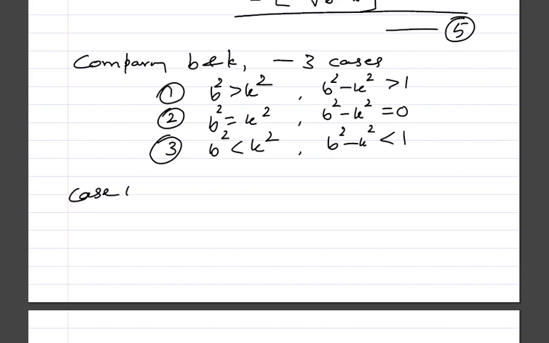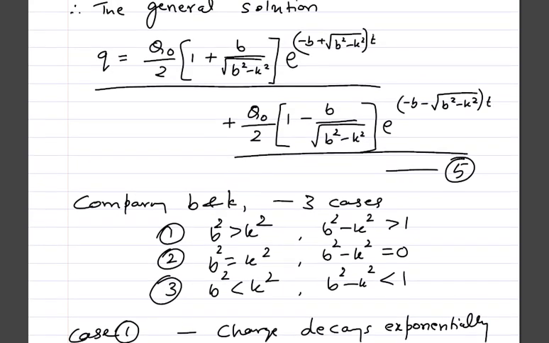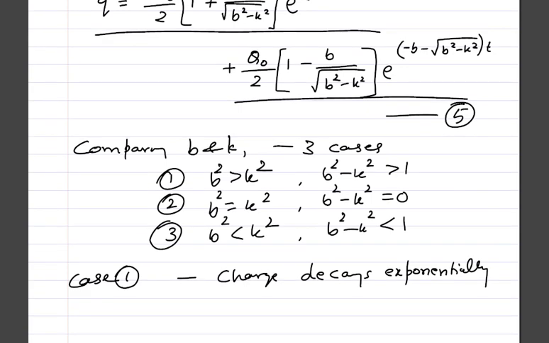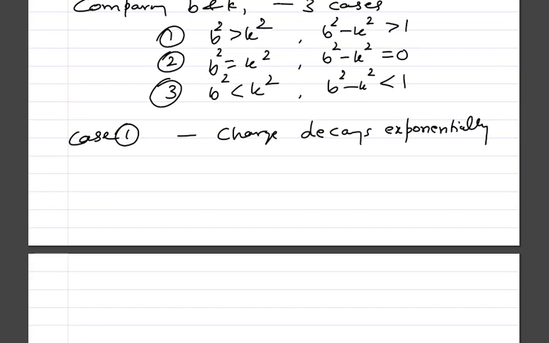So case 1, b square greater than k square: the charge decays exponentially, because there are no complex terms. So it's known as over damped or deadbeat.